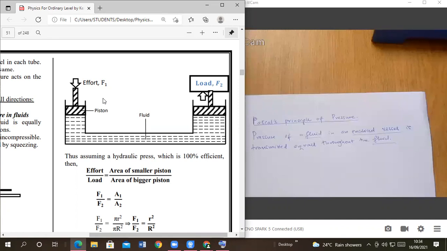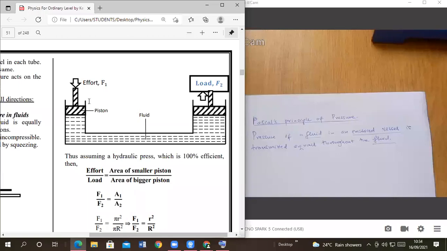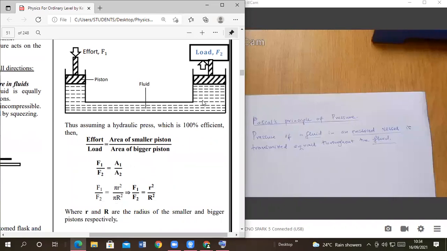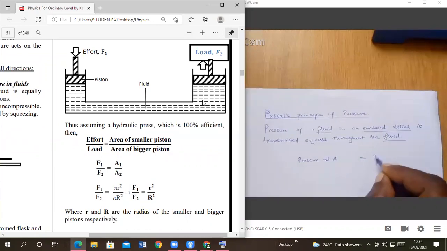So it means that the pressure that is applied on the left side is the same pressure that is exerted on this piston on the right-hand side. So pressure on both sides will be equal. And if pressure on both sides is equal, remember, if we say that this side was A and this side was B, we came up with a formula, and we say that pressure at A is equal to pressure at B.